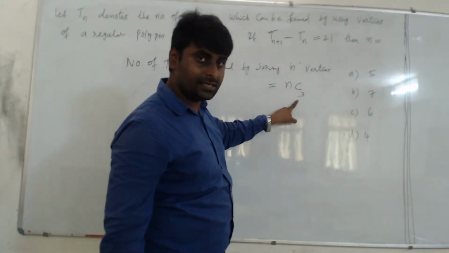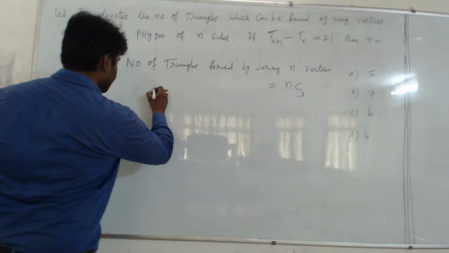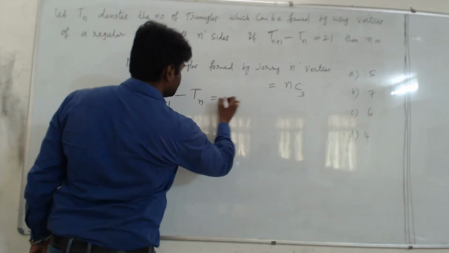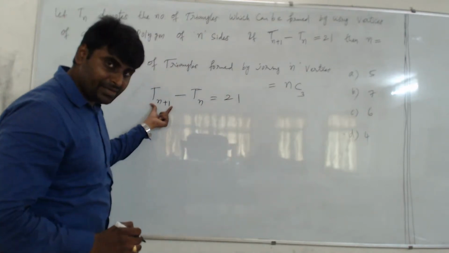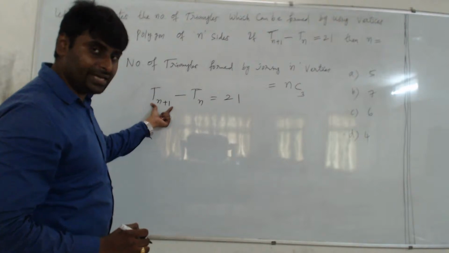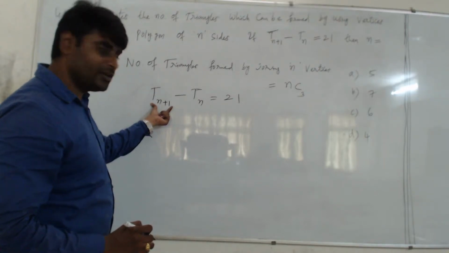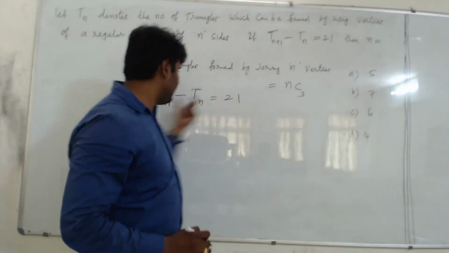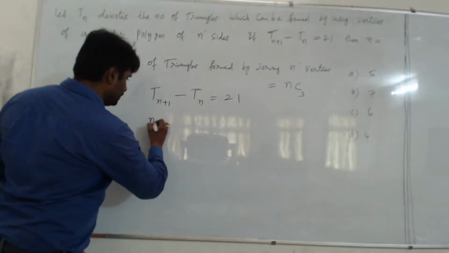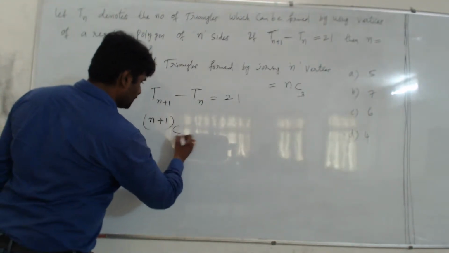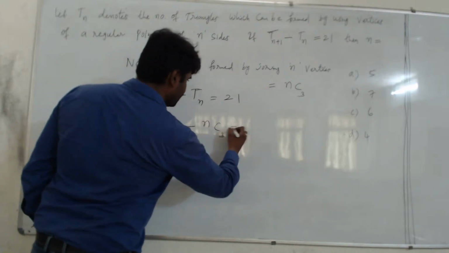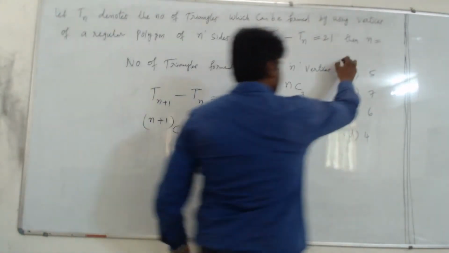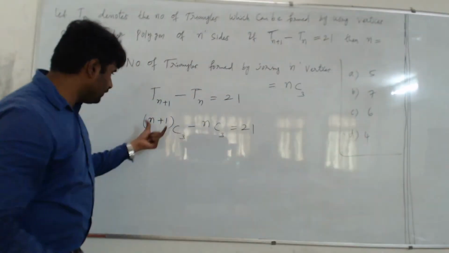Tn means nC3. So what was the given condition here? Tn plus 1 minus Tn equals 21. Right? Tn plus 1 means number of triangles formed by joining n plus 1 points. If it is n points, nC3. N plus 1 points, n plus 1 C3 we can write. For this, n plus 1 C3 minus nC3 equals 21. Okay? So from this directly we can verify the options. Otherwise, we can simplify this.